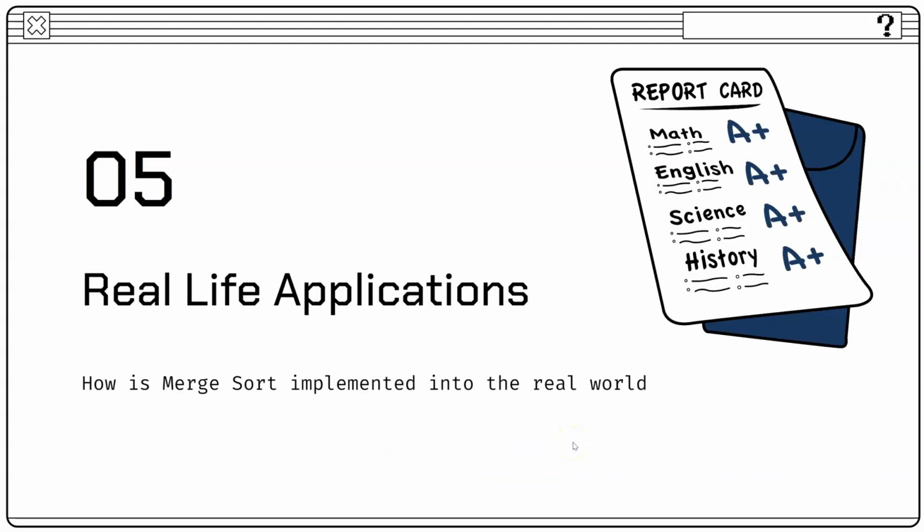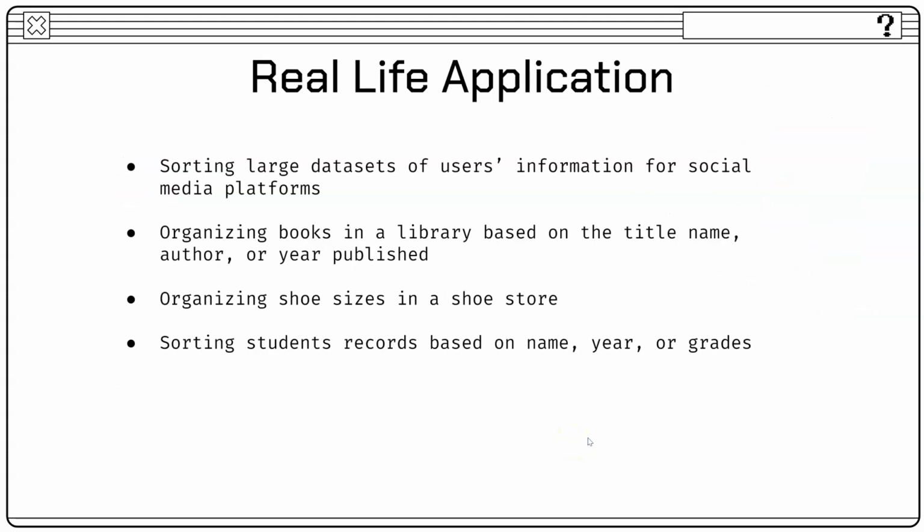Let's look at some real-life applications. Some real-life applications include sorting large data sets of users' information for social media platforms, organizing books in a library based on the title name, author, or year published, organizing shoe sizes in a shoe store, or sorting students' records based on the name, the year, or their grades. There are many other real-life applications, but these are just a few.